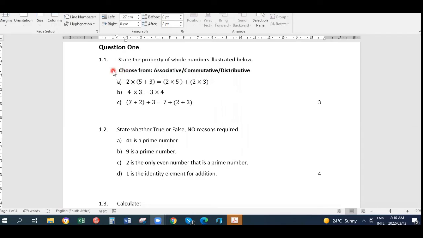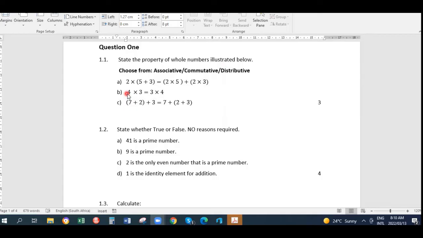In your revision for term 1, we're looking at associative, commutative, and distributive properties. Now, if you look at 1.1a, we have brackets here. And if you notice carefully, 2 times 5 plus 3, we're now saying 2 times 5 and then 2 times 3. So we're distributing the 2 into the bracket for both 5 and 3. So your first answer will be distributive.